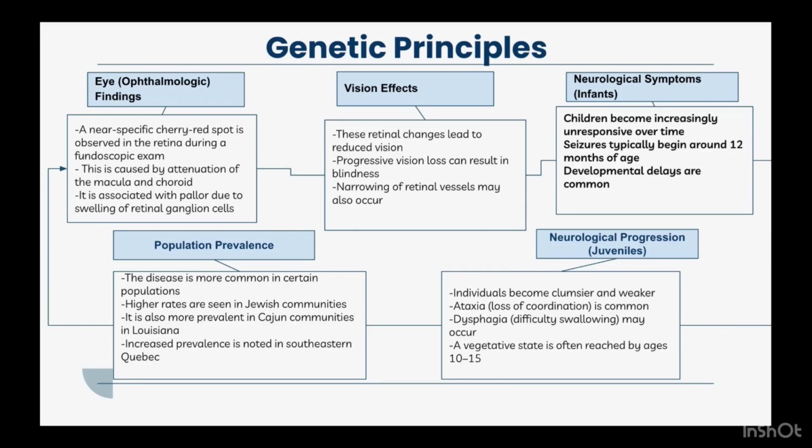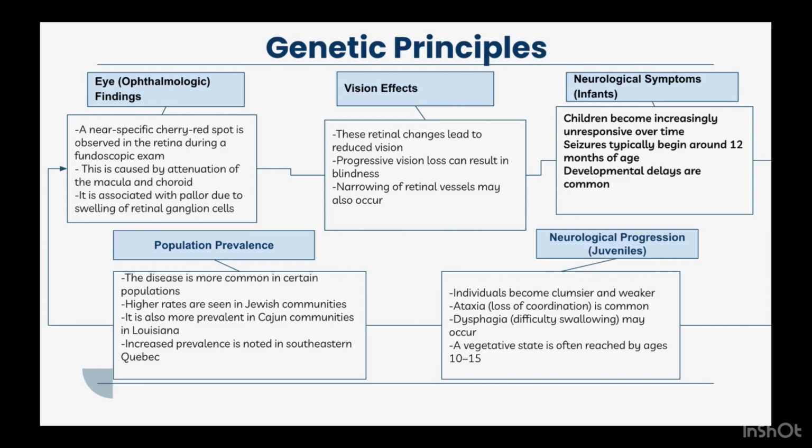And then neurological symptoms in infants versus juveniles. In infants, it's a little bit easier to tell. They become increasingly unresponsive and won't develop as quickly. They won't be able to talk, or they'll develop and then quickly decline. And typically seizures will begin around 12 months of age.